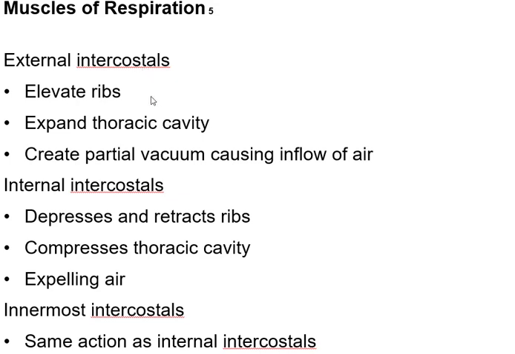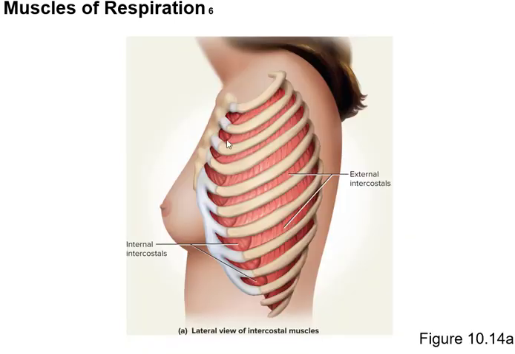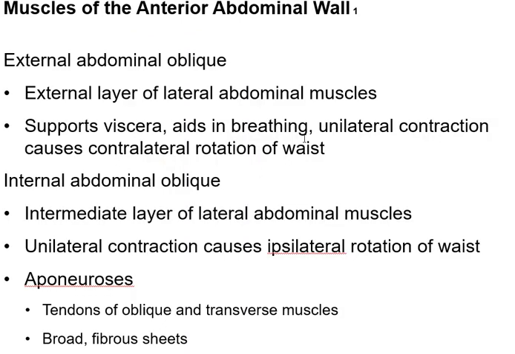Your external intercostals are going to elevate your ribs. They're going to pull them up, so they're going to help expand the thoracic cavity. And they also make a vacuum in there. So unfortunately, if somebody stabs you, then it'll release that vacuum and your lungs will collapse. So when we get into the chapter on lungs, we'll talk about a pneumothorax or a collapsed lung. There's your external intercostals. There's your internal intercostals underneath it.